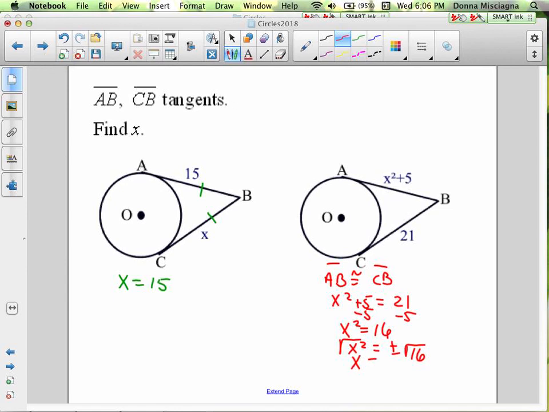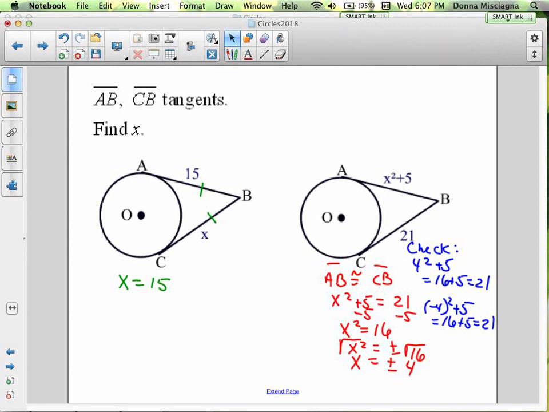So we have x equals positive or negative square root of 16, which is 4. And let's plug them back in and check to make sure we get a true statement. Let's check the positive 4 first. So 4 squared plus 5 would be 16 plus 5, which is 21. And negative 4 squared plus 5 would be 16 plus 5, which is 21. So both of those check out because when we plug them back in, we need to get 21, because that is the measurement of CB. And we know AB is congruent to CB because those are two tangent segments that intersect in a point.